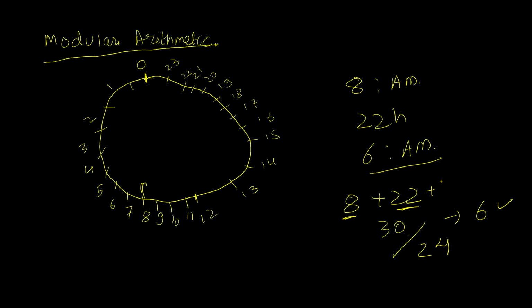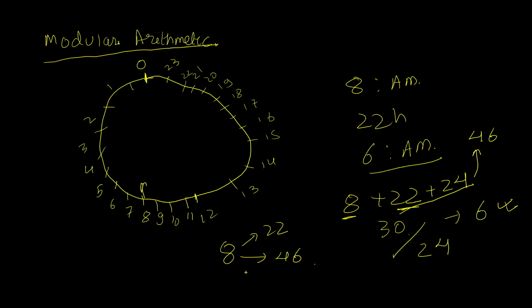And if I add one more batch of 24, which is my cycle period, I'm still going to get 6 a.m. So if I take the sum of these two, that's going to be 46. It would be correct to say that if the current time is 8 a.m., the time after 22 hours is going to be the same time as after 46 hours. So inside the domain of this cycle of 24 hours, 22 and 46 are kind of like the same.